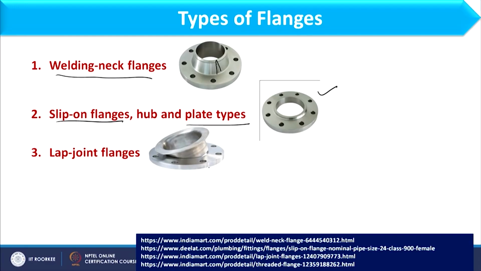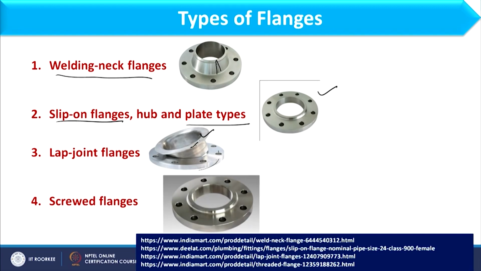Next I have the lap joint, and the lap joint has two parts. First is the disc, another is the connecting section, where this section is particularly connected to the pipe, and this will move, this will slip over this assembly. So in that way it is a lap joint.